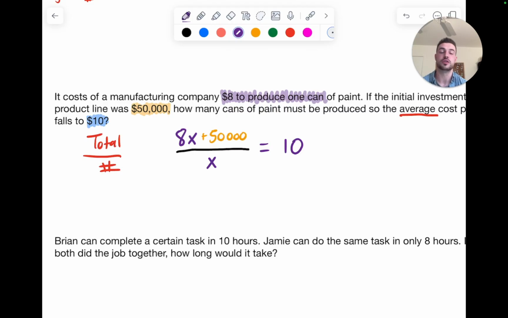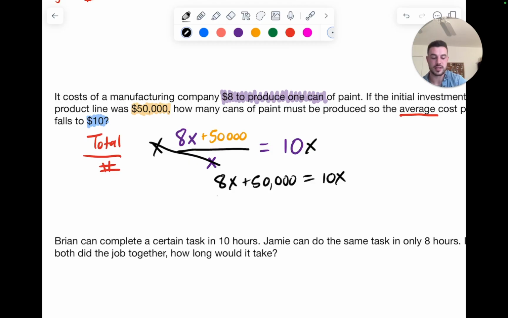So what we're going to need to do is solve this equation for the X value that would make this equation equal to 10. In order to do that, we need to use our inverse operations. Instead of dividing by X, I am going to multiply both sides by X. And we get 8X plus 50,000 is equal to 10X. And then I'm going to need to get all of my variables on one side, so I'm going to subtract 8X over. And we get 50,000 is equal to 2X.